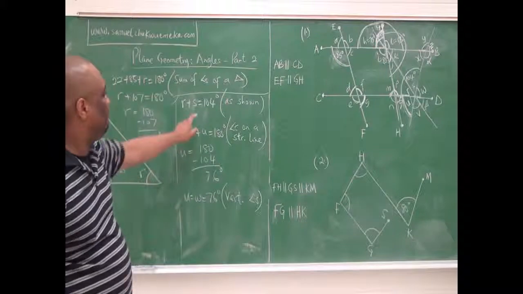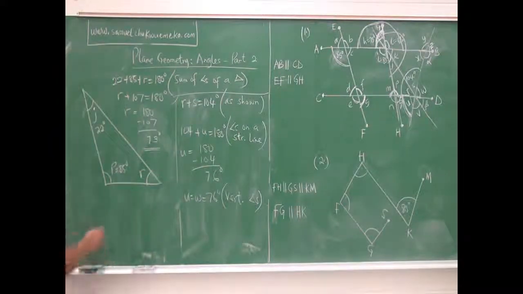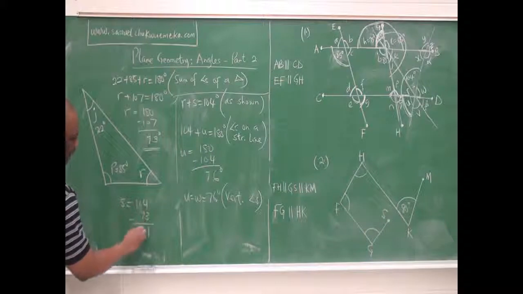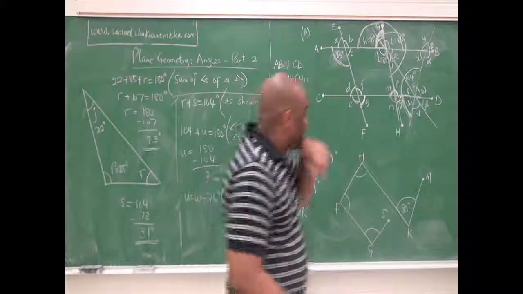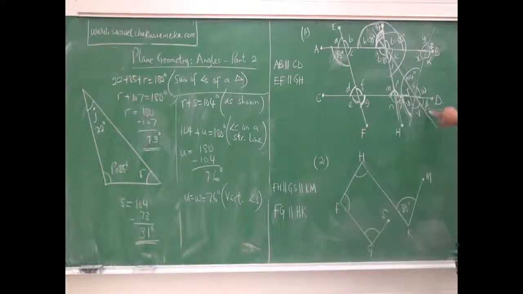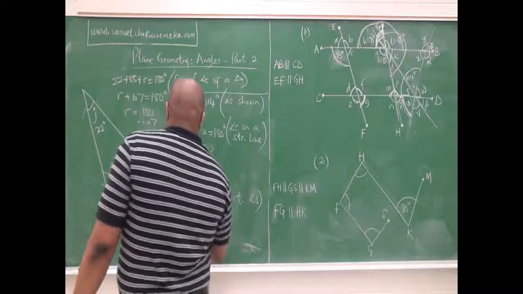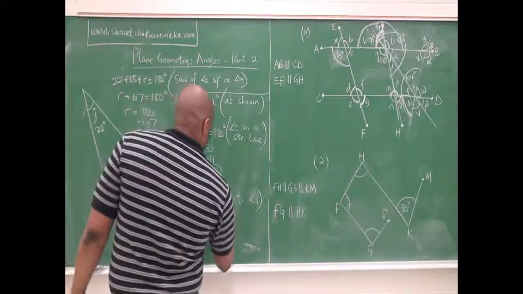And from there, you can now find S. So S will be 104 minus 73, which is 31 degrees. S is 31 degrees. So we found all the angles here. Now S is vertical to V. V is equal to S, which is 31 degrees. Reason, vertical angles.